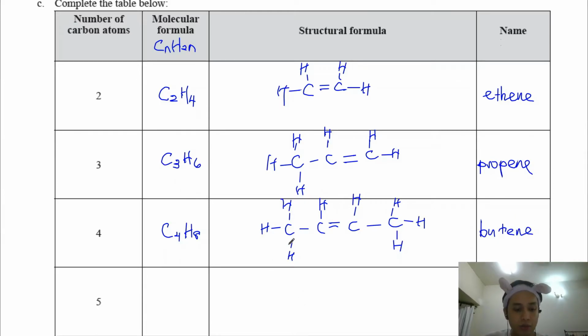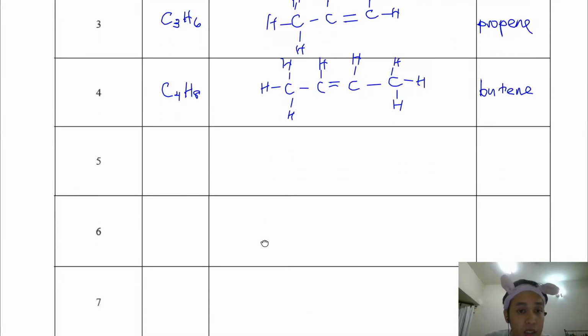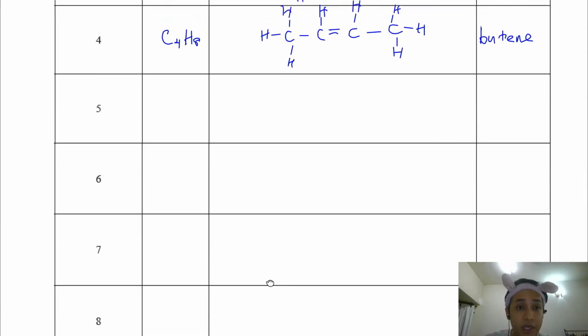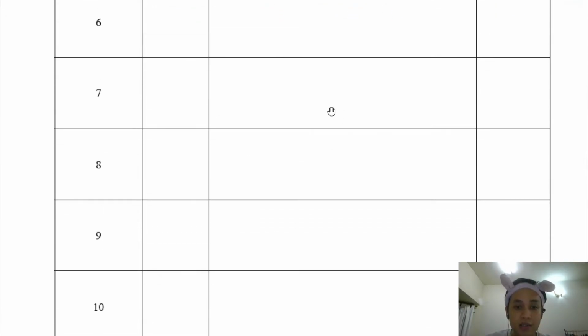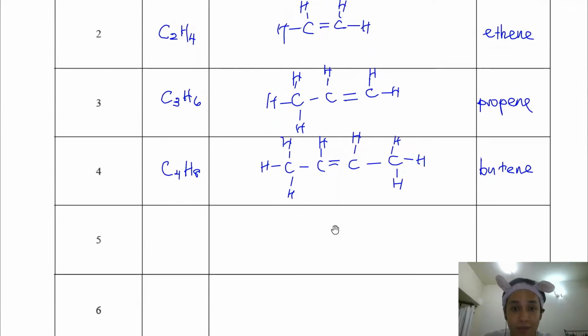So you can try and complete all the table below, 5 carbons until 10 carbons. So this one will be pentene, and so on. Draw out the structural formula and you can put the double bond anywhere in the structure. Just make sure that the total bonds around the carbon is 4.